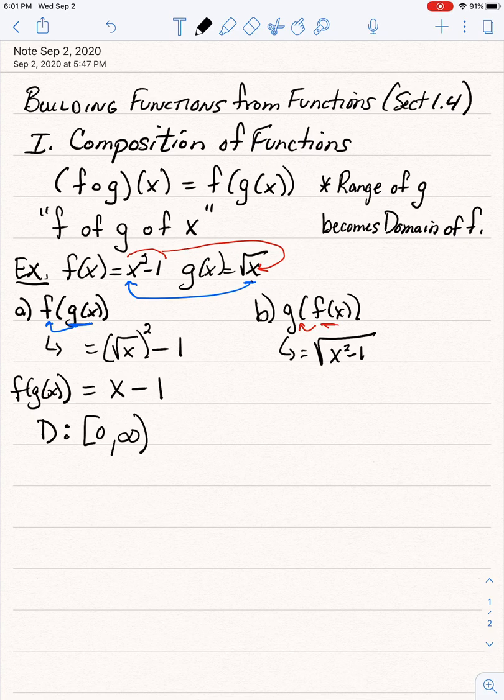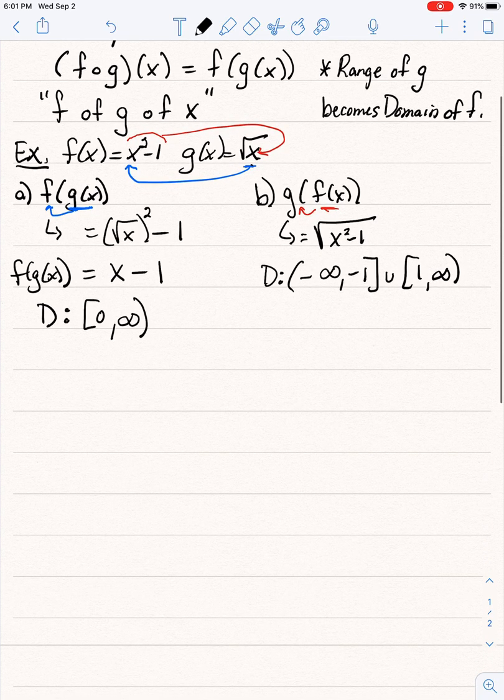This time, if we think about our domain, x squared minus 1: if you remember, you're going to look at a parabola, and it's going to drop down 1. So what's that doing with our domain? It should be negative infinity to negative 1, union 1 to infinity. And we could support that with a graph if we wanted to.